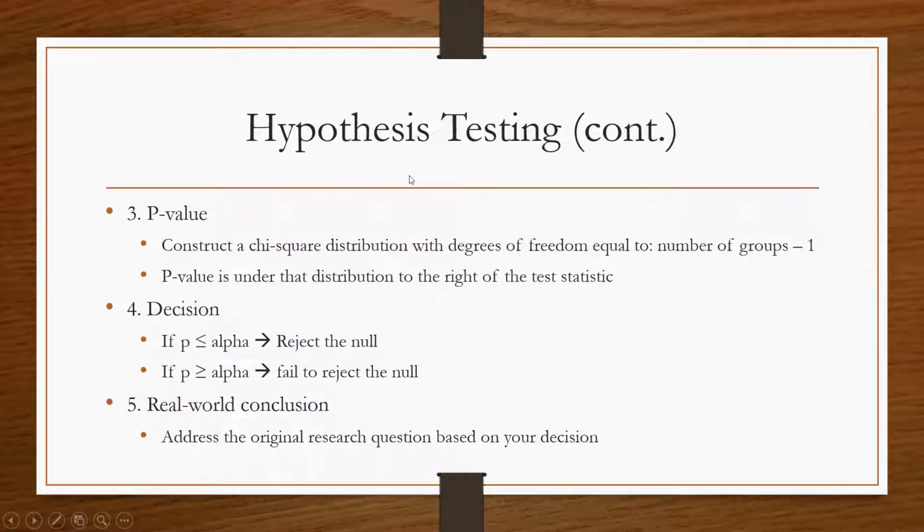So just continue with it. It's the exact same steps that you've seen before. For the p-value, the degrees of freedom equal the number of groups minus one, like I said before, and the p-value is the area under that distribution to the right of the test statistic. If p is less than or equal to alpha, you reject the null. If p is greater than alpha, you fail to reject it. And then you state that in a real-world conclusion.